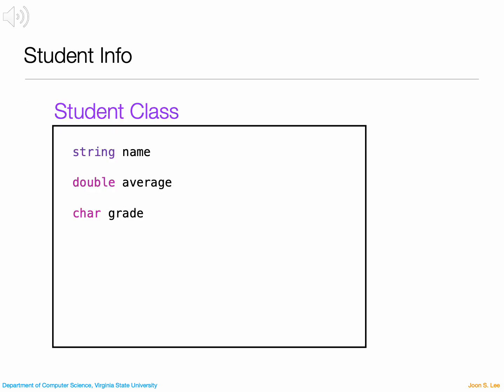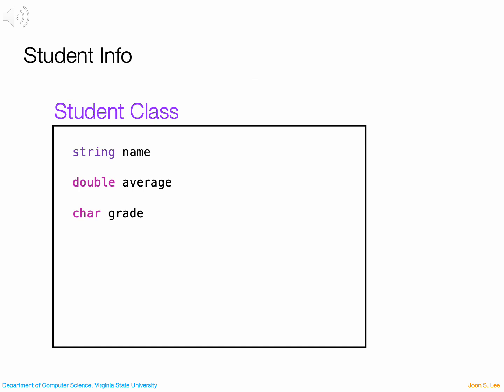Now let's look at the same student information represented in a different way. Instead of using multiple arrays, we define a student class. This class groups all data that belongs to a student into a single unit. Inside the student class, we define 3 attributes. Name stores the student's name. Average stores the student's numeric average. And grade stores the student's letter grade.